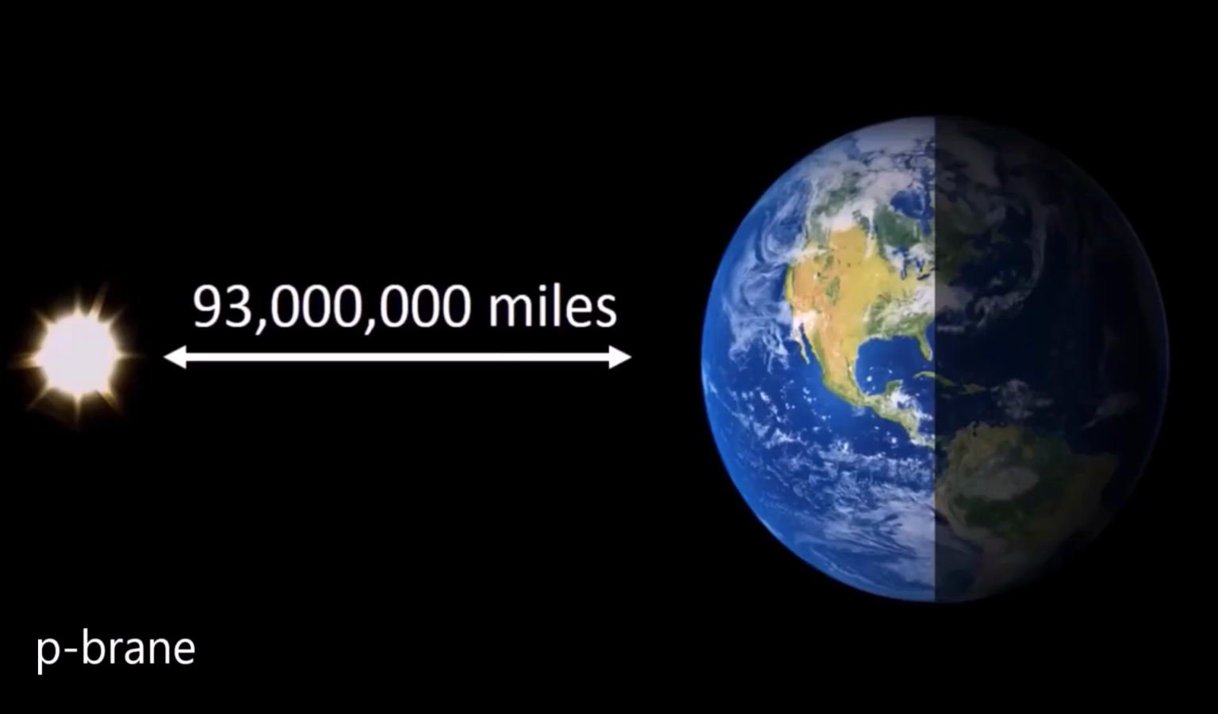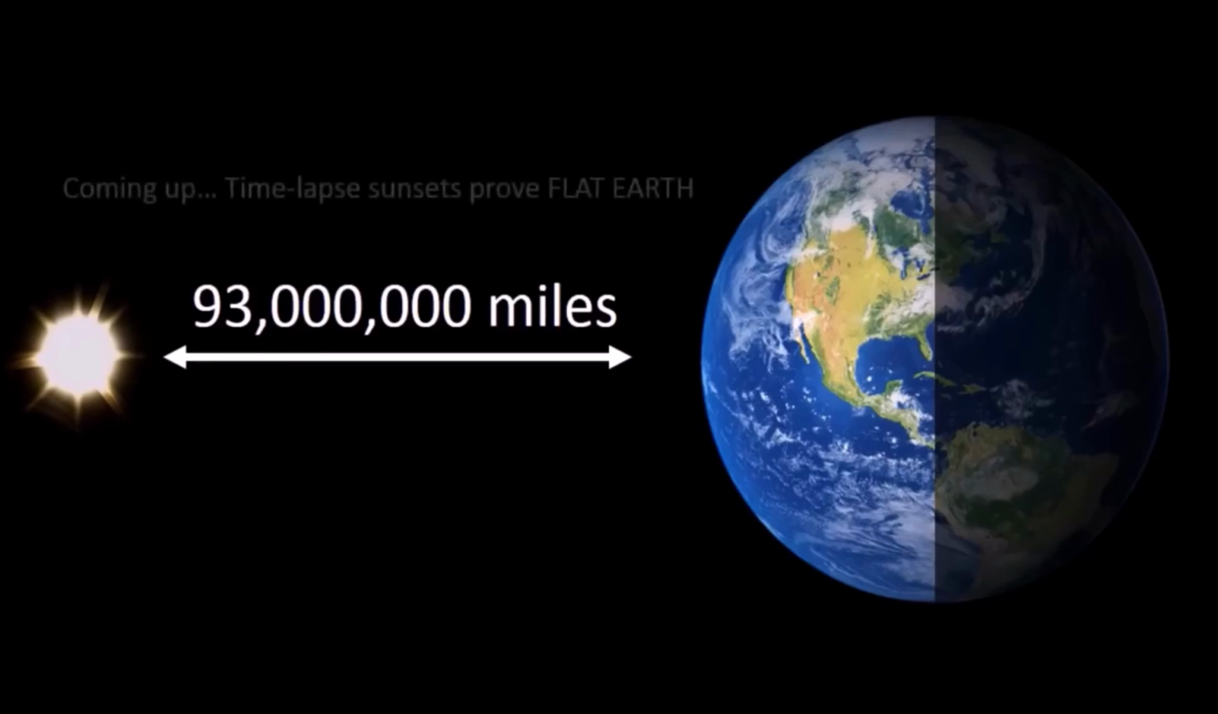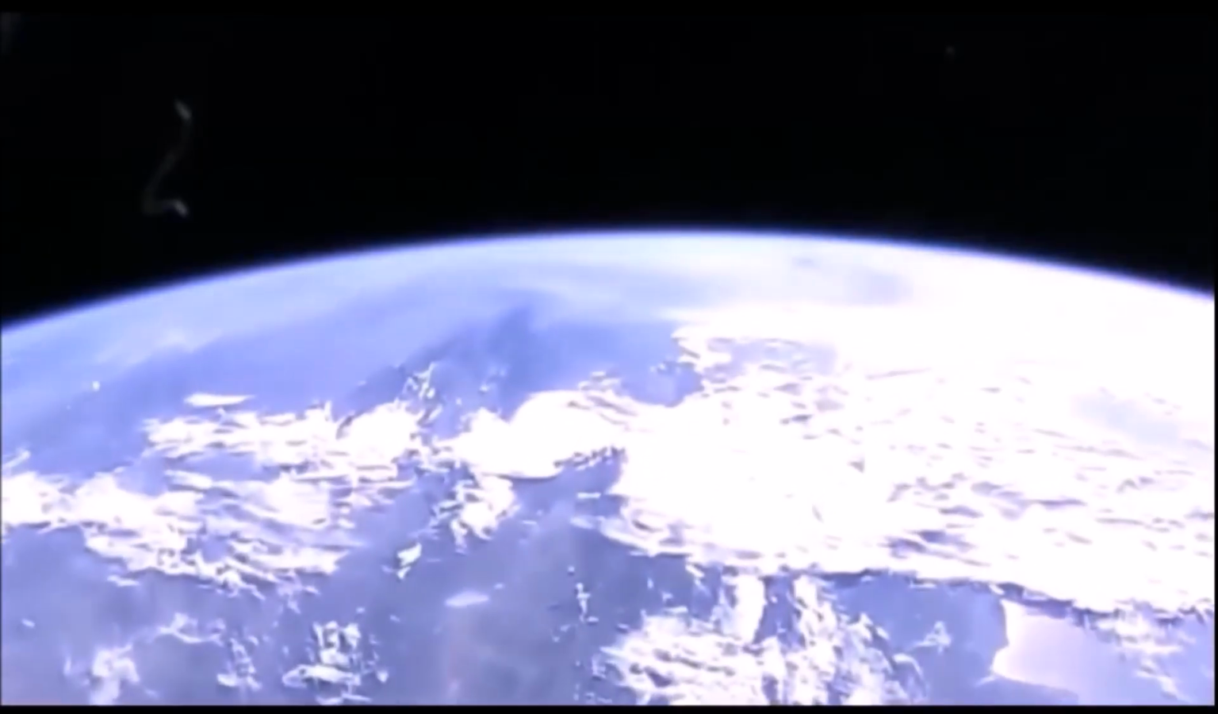Back to the Copernican principle, and this is what they tell us. The sun is 93 million miles away. Now I'm going to show you evidence through sunsets that shows the sun light following the sun over the horizon, and it shrinks as it goes over. Now there's no way it would do that if the sun is 93 million miles away.